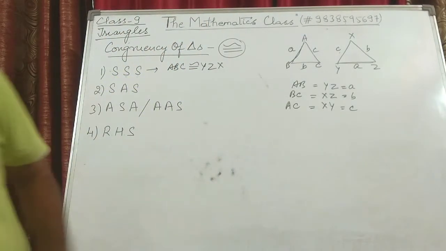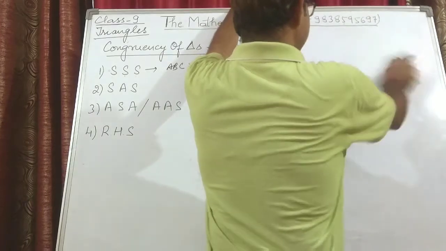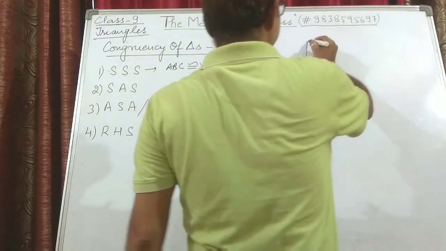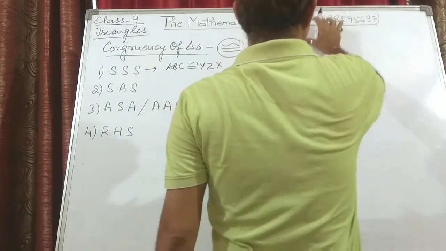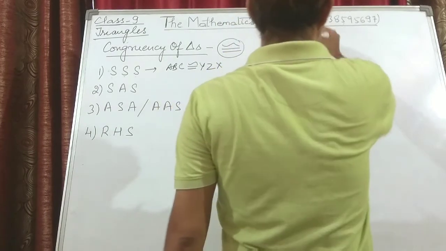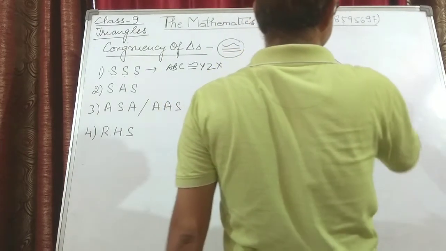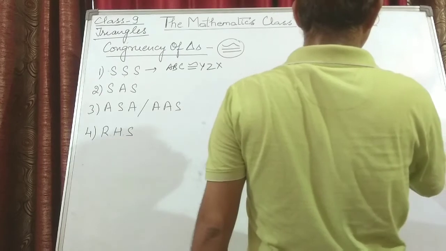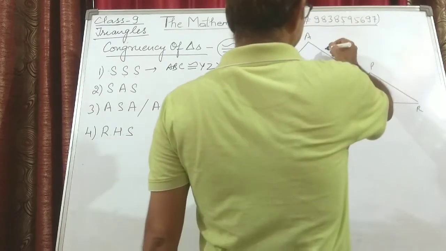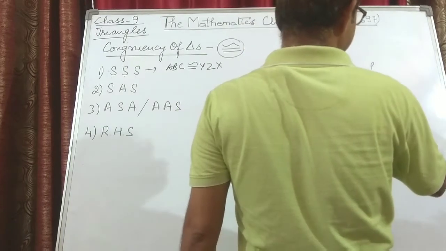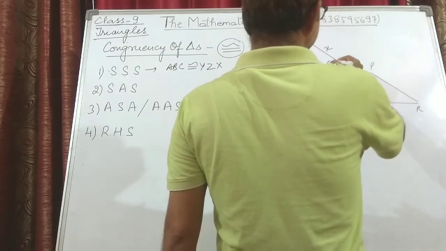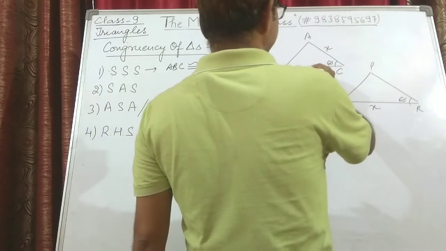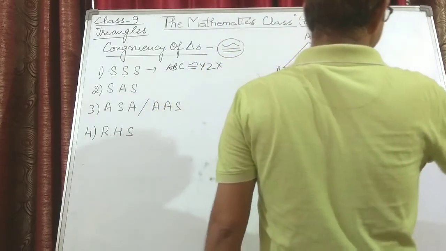Now the second rule is SAS. SAS stands for side angle side. Suppose this is a triangle ABC and this is a triangle PQR. I say that this is X and this is X, the same. This is 60 degrees, this angle C. Here angle R is, let's say, 60 degrees, and here BC is Y units. Here I take PR as Y units.